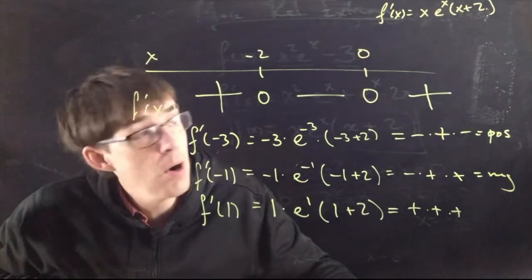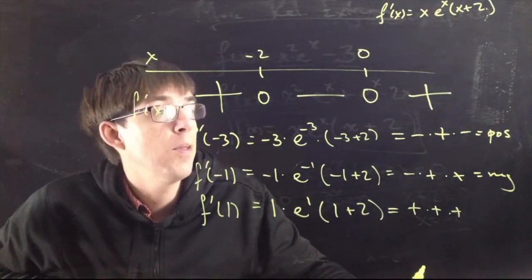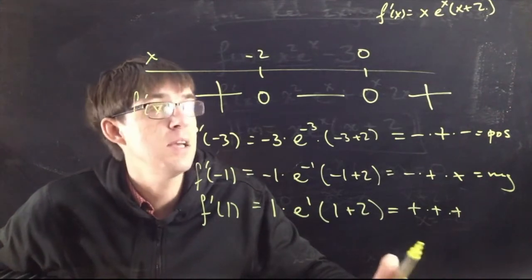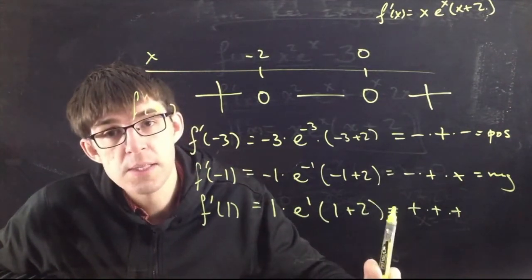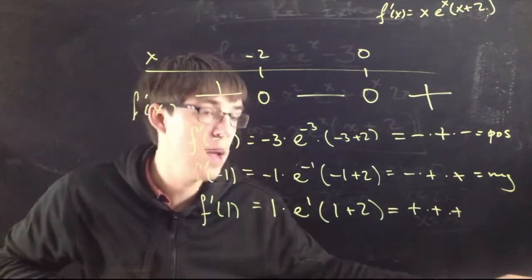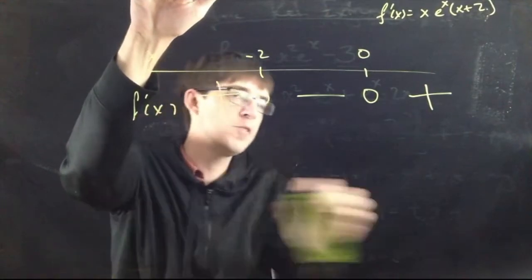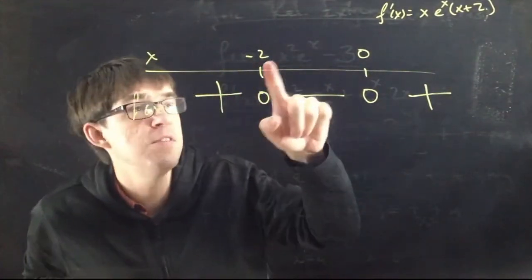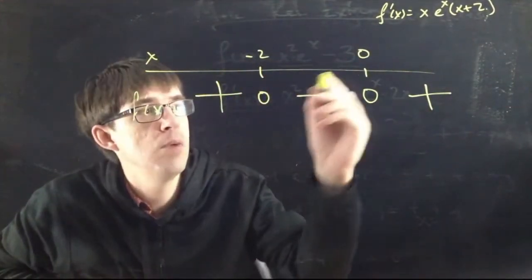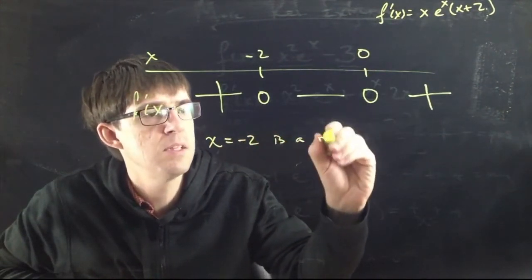All right. This is the whole chart. We're basically done with the work at this point. All that remains is just saying what the answer is. The answer, remember the question was, tell me the relative extrema and identify if they are minima or maxima. So remember how to do that. The relative extrema are these values, -2 and 0. So I'm going to say x equals -2 is a relative.